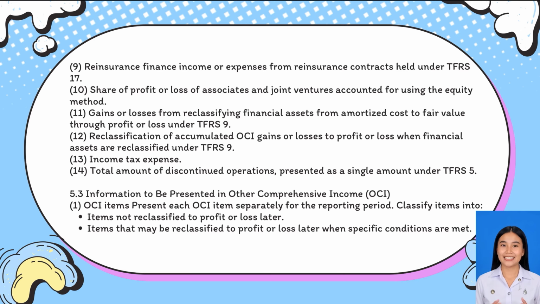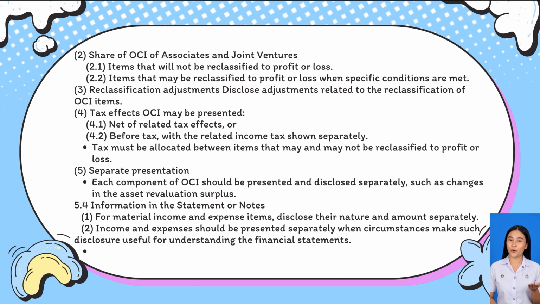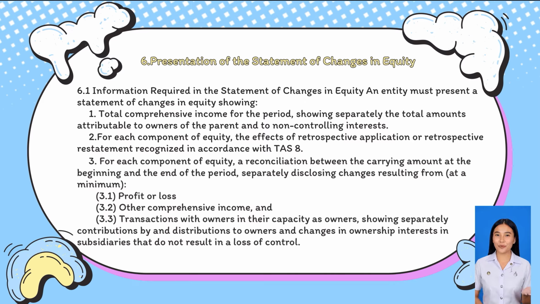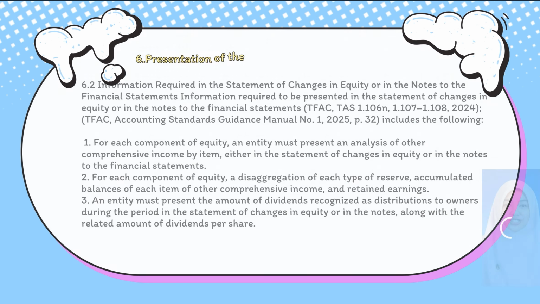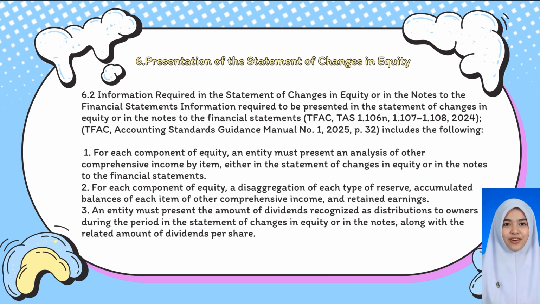The statement of changes in equity tracks how equity components move over the period. Key disclosures: it highlights total comprehensive income, retrospective adjustments under TAS 8, and a full reconciliation of equity from the beginning to the end of the period. Owner transactions: it clearly isolates transactions with owners, such as capital contributions, share issuances, and dividend distributions, including dividend per share metrics. The statement of cash flows categorizes cash inflows and outflows into three core business activities.